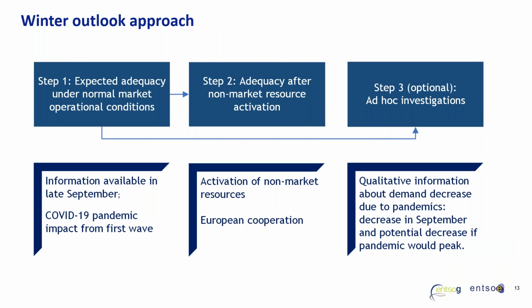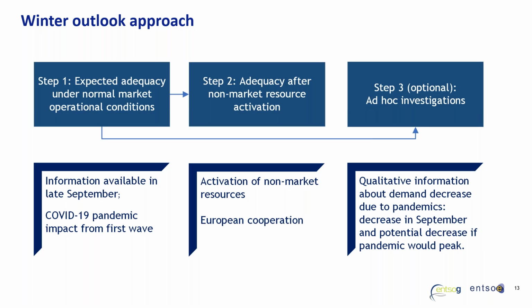So in the winter outlooks, we take usually a two-step approach, and we have an optional third step whenever it's needed, and this winter it's a perfect example when we have to take a look at that. Nevertheless, we always start from step one, where we assess the expected adequacy under normal market operational conditions. So during this step, we take all the information available and the information which we hope would change least.